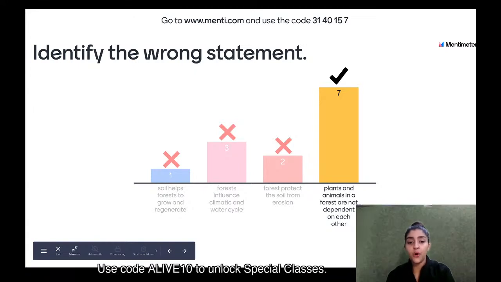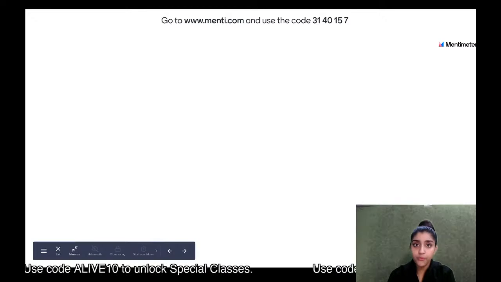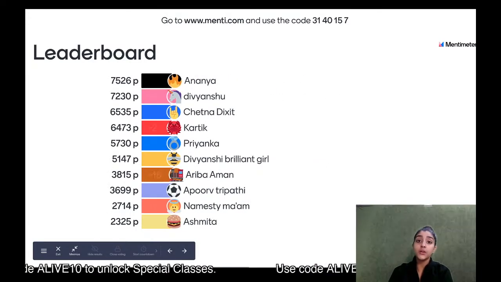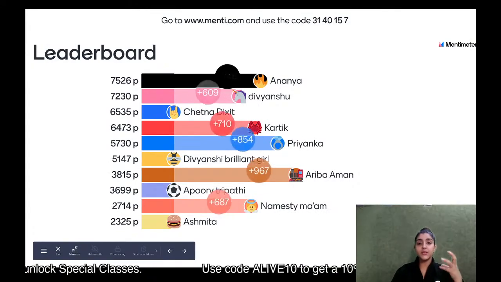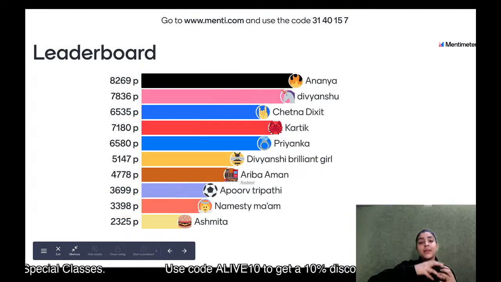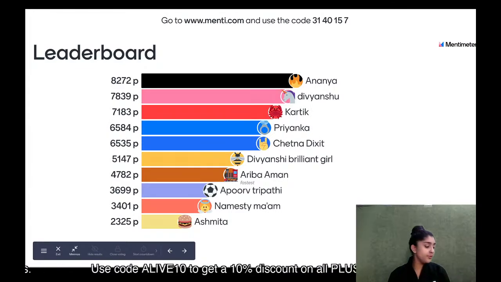So which one was the wrong statement? That plants and animals are dependent on each other, right? They are not independent. The animals in the forest are dependent on the plants, and even plants are dependent on the animals for a lot of reasons.